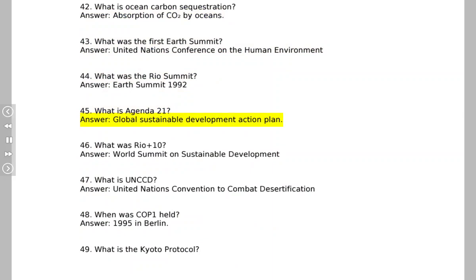45. What is Agenda 21? Answer. Global Sustainable Development Action Plan. 46. What was Rio Plus 10? Answer. World Summit on Sustainable Development. 47. What is UNCCD? Answer. United Nations Convention to Combat Desertification. 48. When was COP1 held? Answer. 1995 in Berlin.